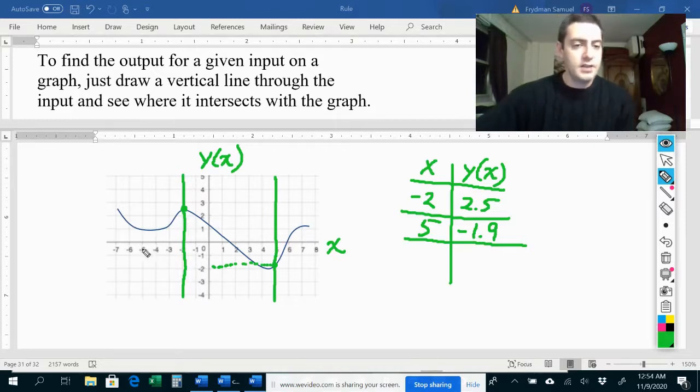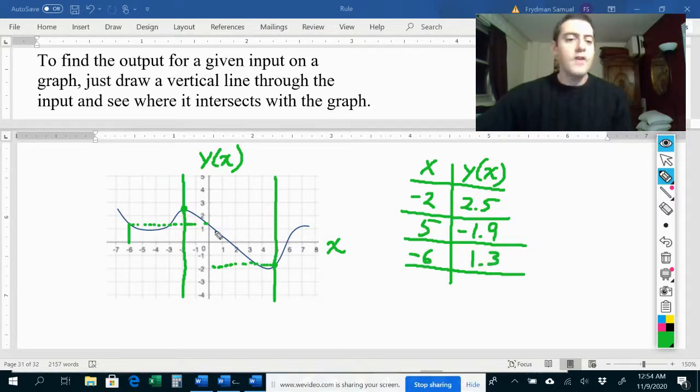If I wanted to find the output for the input of -6, I could just start at -6 and then go up to the graph here and then over, and that would be about 1.3. So if the input is -6, clearly I'm not doing these in order here, then the output would be about 1.3. So no, you don't have to draw the entire vertical line.